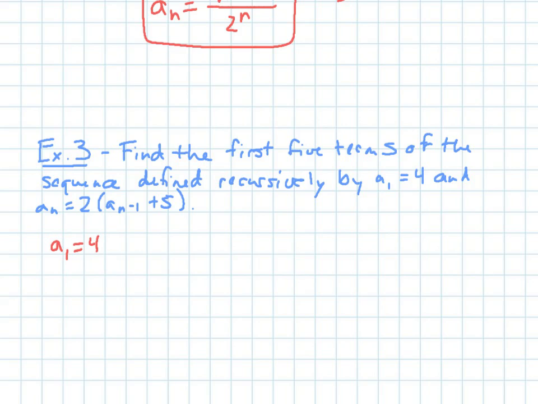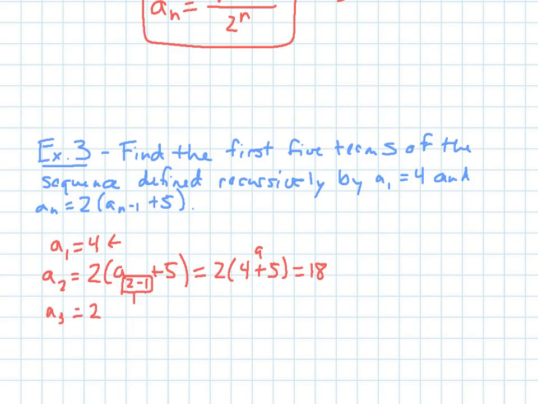So for this one, if I do 2, okay? Now let's use the equation. So then 2 is my n. Then I would plug that in down here. So 2 minus 1 gets me 1. So it's really asking me for a sub 1, which is 4. So then I need to plug in 4 for that spot. So then 4 plus 5 is 9. So 2 times 9 is 18. Okay? So there's my second term.